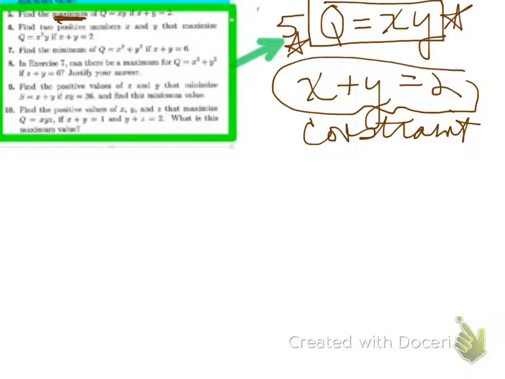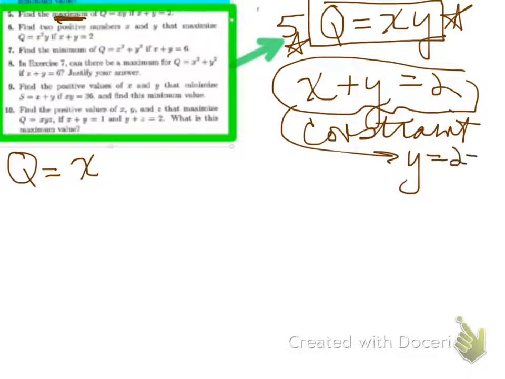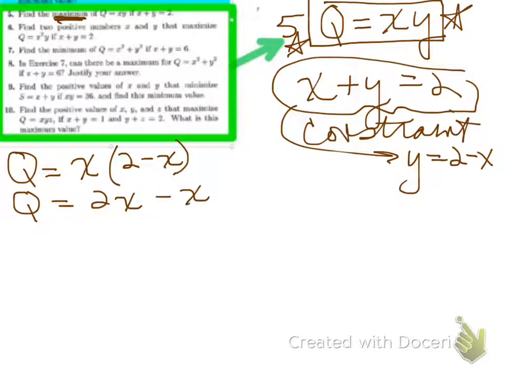So let's write q equals x, and instead of putting y in, let's redefine y as y equals 2 minus x. You see where I got that from the constraint? So here I need a product, so I'm going to say 2 minus x. Now I have my objective function in only one variable, and I multiply it out and I get that. Now you're ready to go. Now we're exactly where we were for the previous problems.